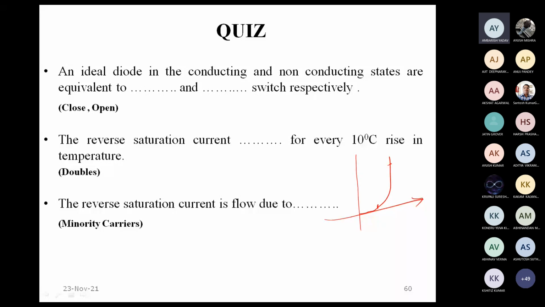So it is similar to the dynamic resistance or AC resistance which we have seen, and is defined as the ratio of the input voltage to the output current. So delta VD and delta ID. If it is ID and VD.